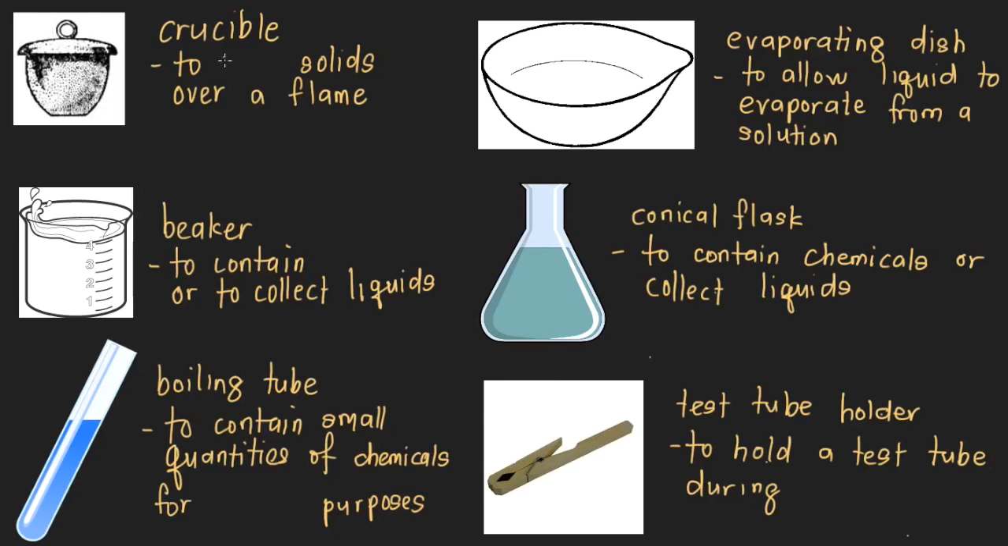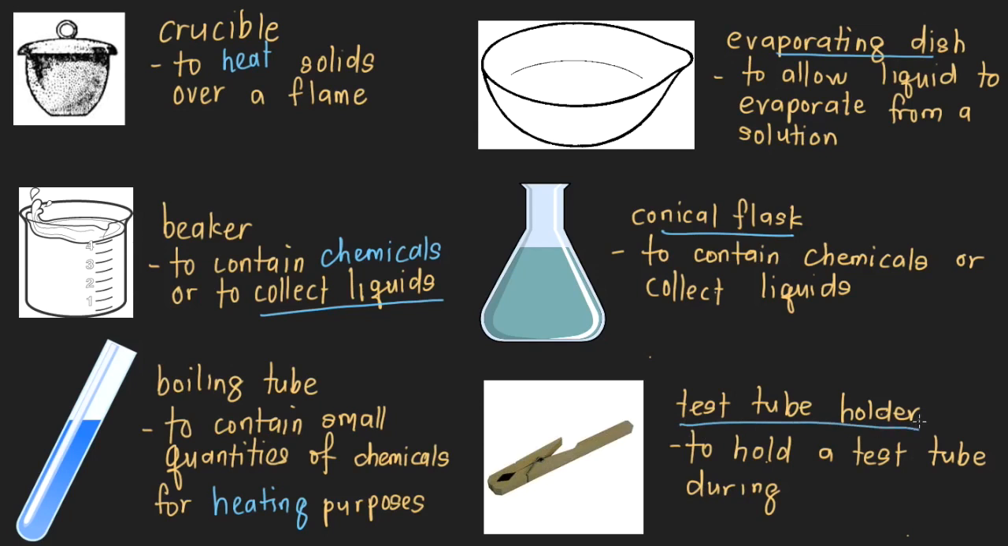A crucible is used to heat solids over a flame. Next, a beaker is used to contain chemicals or to collect liquids. A boiling tube to contain small quantities of chemicals for heating purposes. An evaporating dish to allow liquid to evaporate from a solution. A conical flask to contain chemicals or to collect liquids. And this one here is a test tube holder. It's used to hold a test tube during heating.